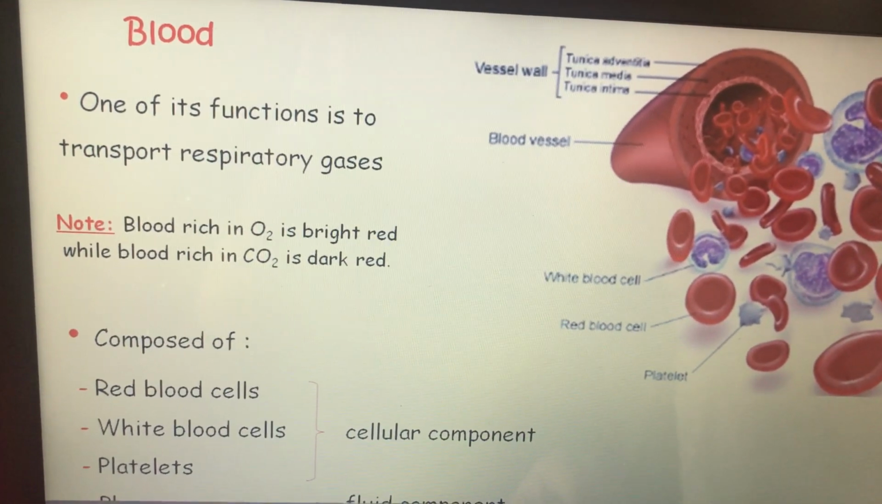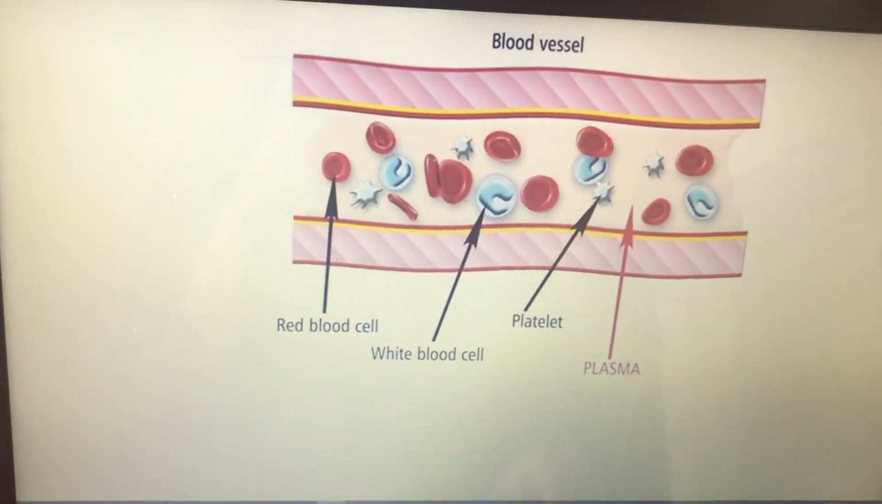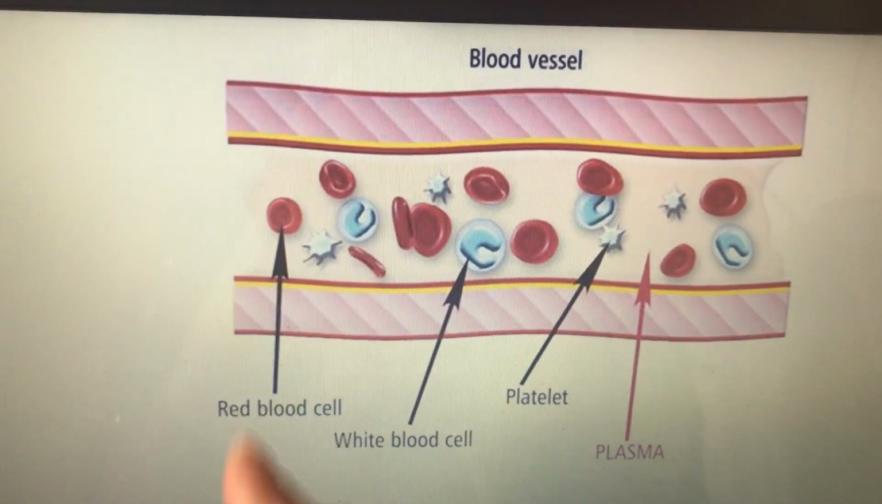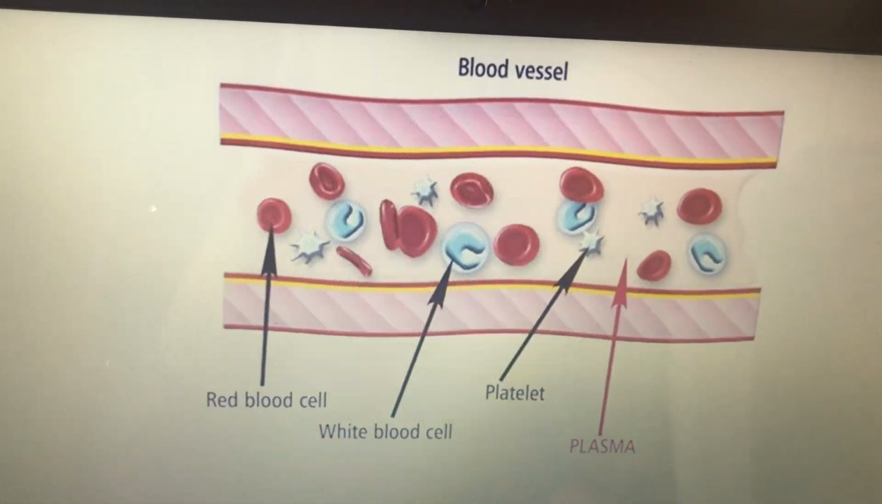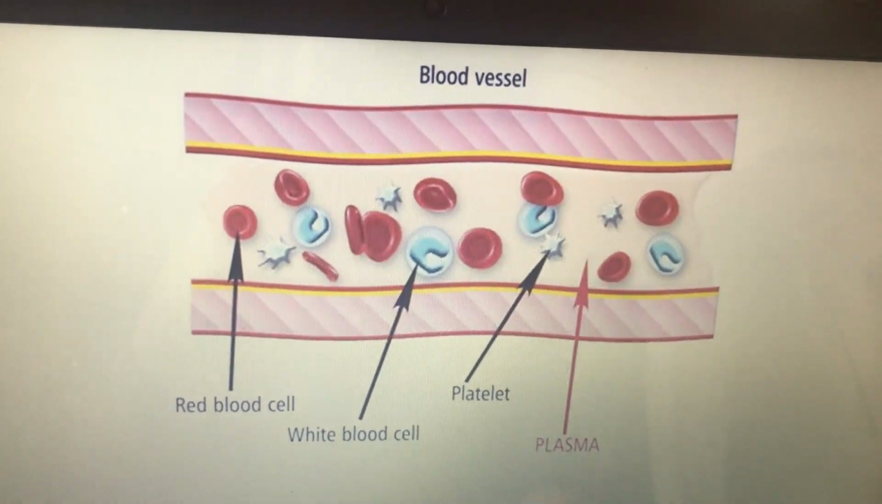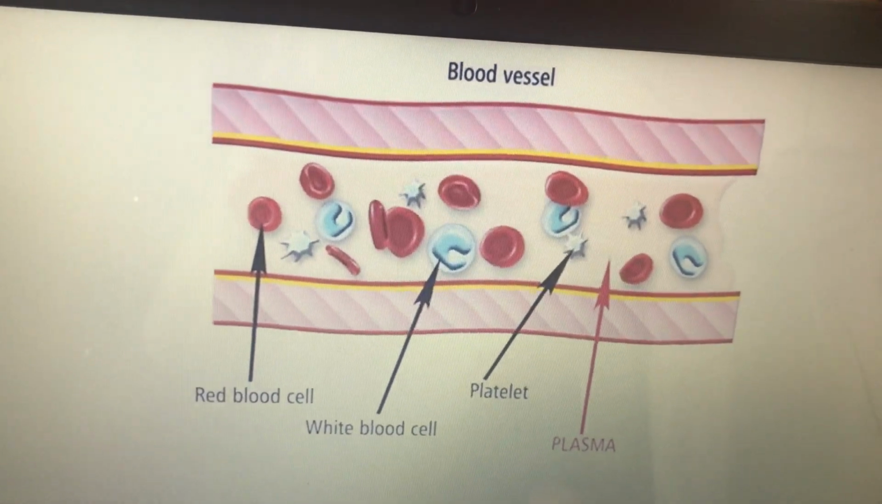Another important part of the blood is the red blood cell. A red blood cell, as you can see in this picture, these are the red blood cells. They have a donut shape or disc shape. They are very important because they can carry O2 in the blood. So red blood cells carry oxygen in the blood.